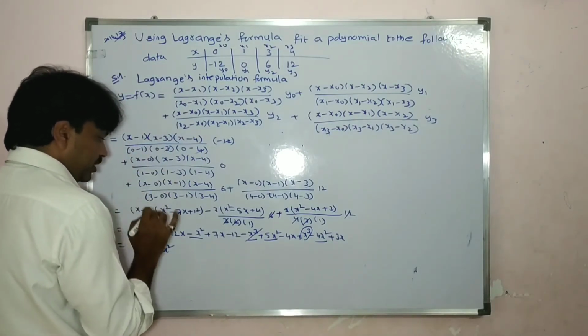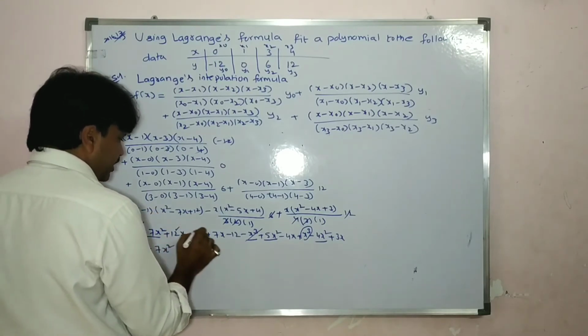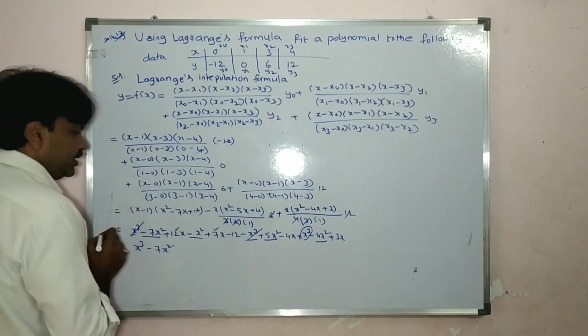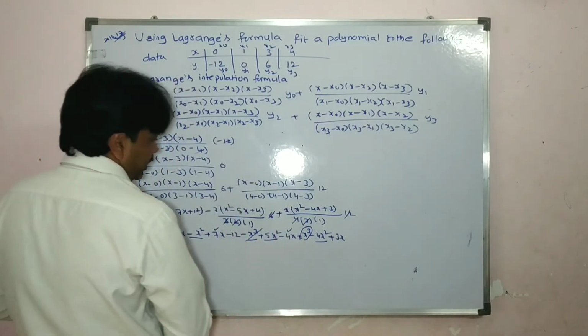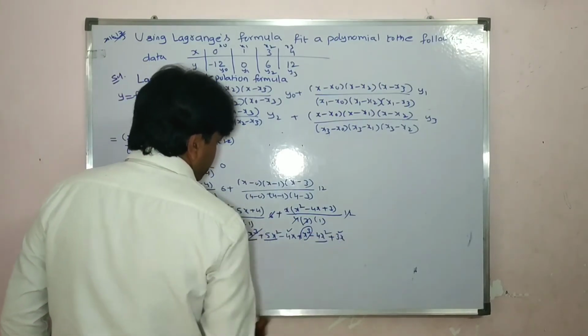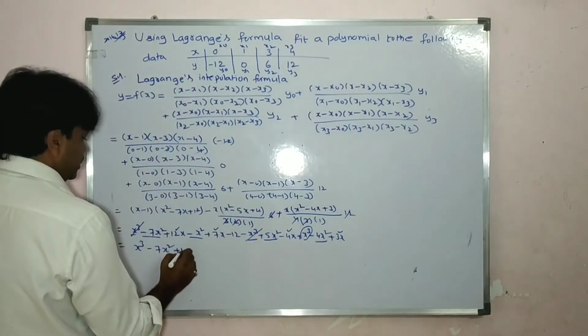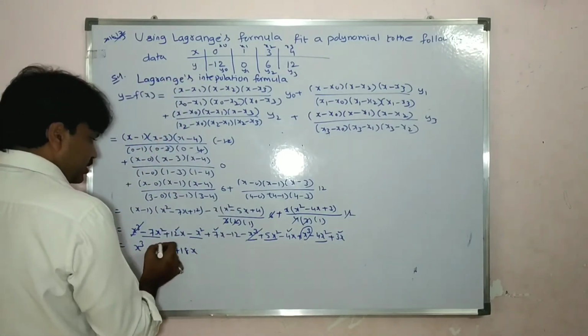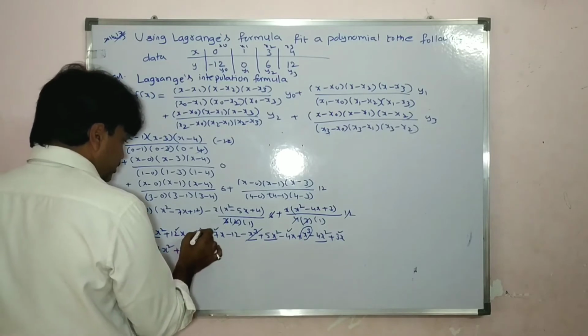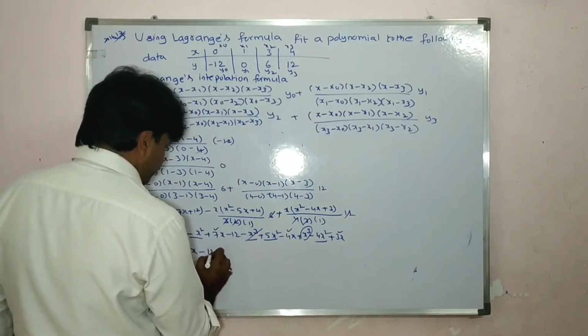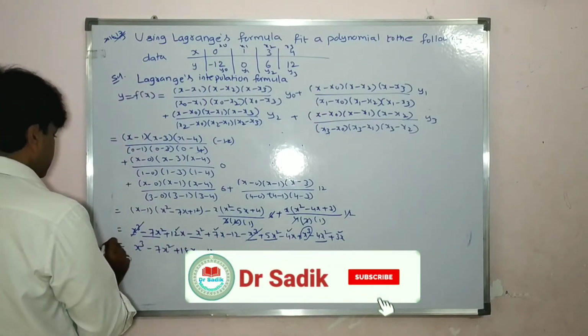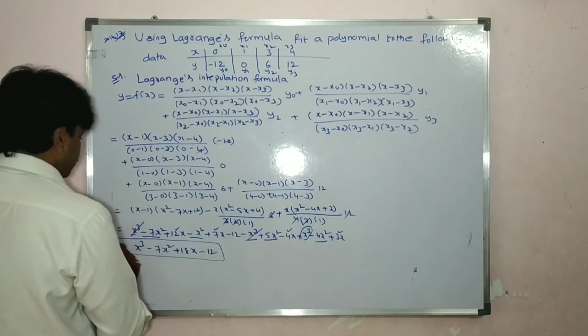Then you go to the x term: 12x plus 7x, 19x minus 4, 19 minus 4, 15x, 15 plus 3, 18x. And see the constant here, minus 12. This is the required polynomial, students.